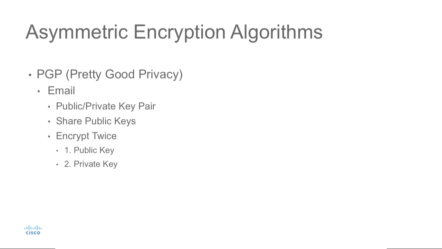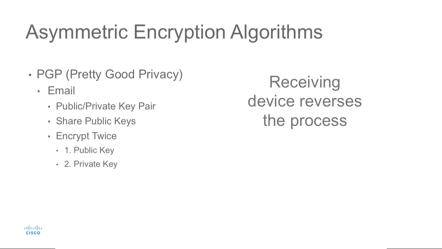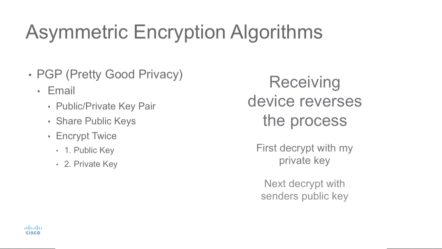They're going to send it over to the receiving device. The receiving device is going to reverse that process. It's going to use its own private key to decrypt first, and then it's going to use the sender's public key to decrypt the second time. Now, by doing this, it provides me that encryption that we need as well as authentication of the sender.